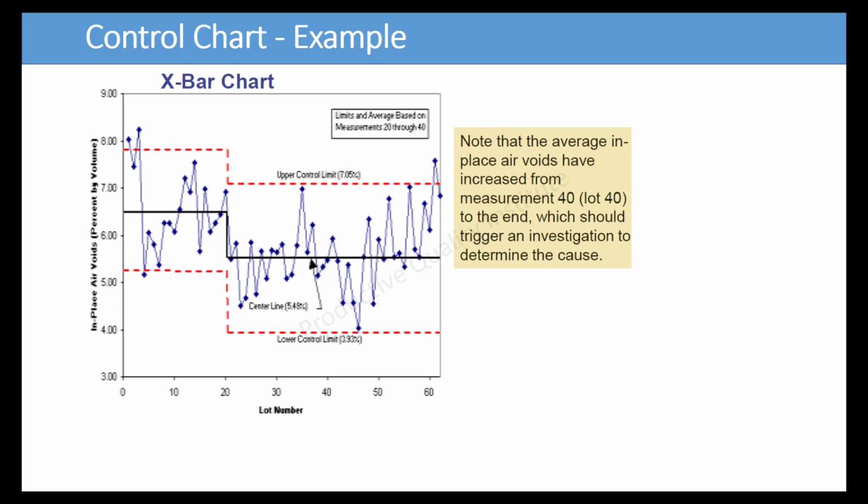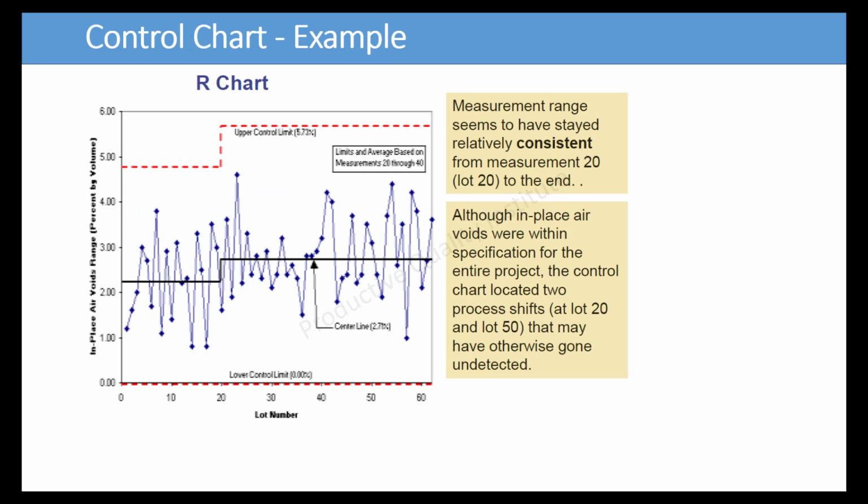Note that the average in-place air voids have increased from measurement 40, lot 40, to the end, which should trigger an investigation to determine the cause. Measurement range seems to have stayed relatively consistent from measurement 20, lot 20, to the end. Although in-place air voids were within specification for the entire project, the control chart located 2 process shifts, at lot 20 and lot 50, that may have otherwise gone undetected.